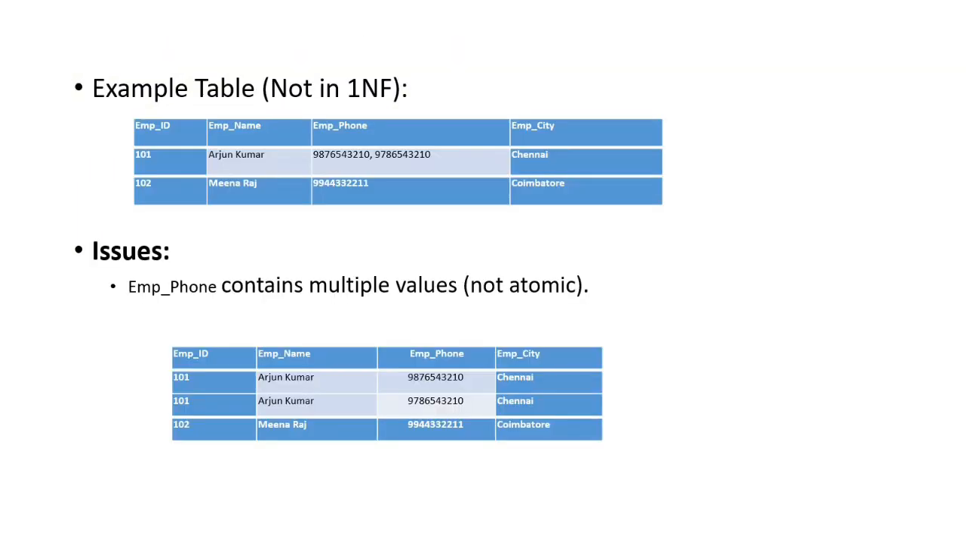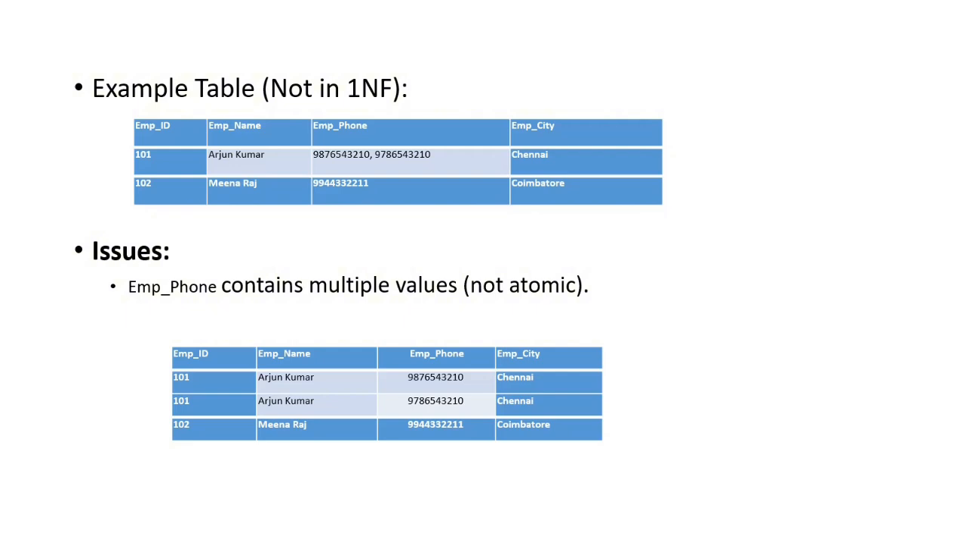The first table, we can say, is not in normal form. The table has employee ID, where there is no problem. Employee name is also fine, that is Arjun Kumar and Meena Raj. Coming to the employee phone, there are two phone numbers for the employee Arjun Kumar, separated using a comma. That should not be present in first normal form. The employee city is also fine. So this must be converted into normal form. Here the employee phone contains multiple values. This has to be reduced, as in the next table, that means the original normal form table.